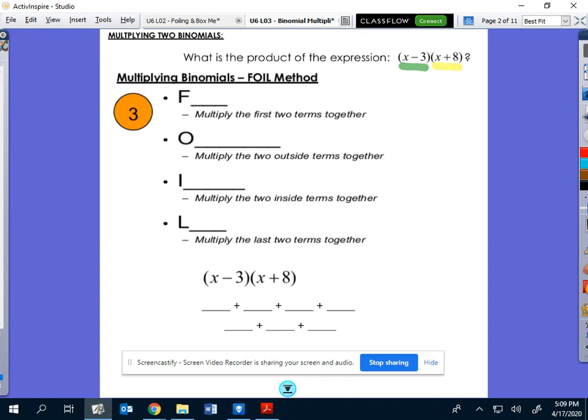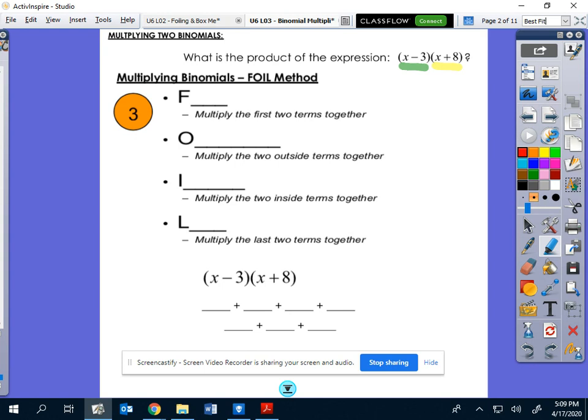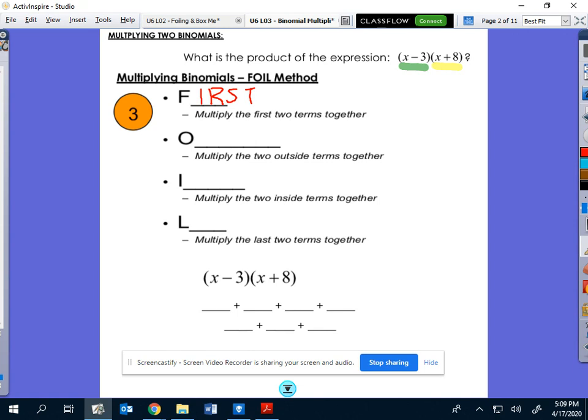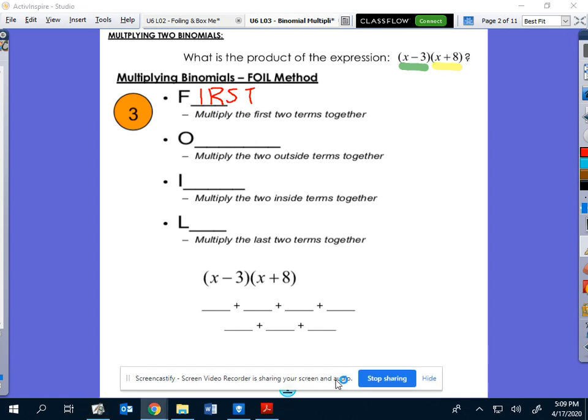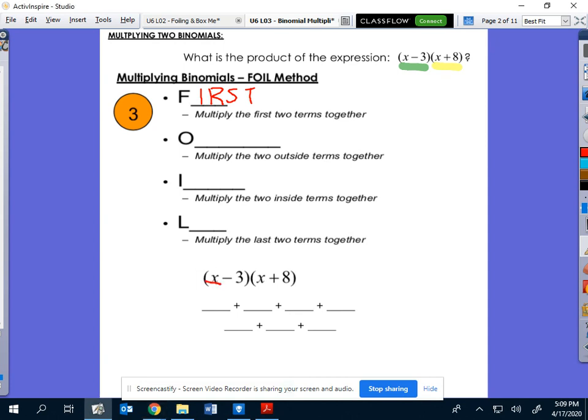So the first one is FOIL, F-O-I-L, and the F stands for first. So you could write this in, first. So first means you're going to multiply the 2 first terms together. And I'm going to kind of do this simultaneously down here at the bottom. So x and x are my first terms. So x times x gives me x squared. If you want to, you can write it up here as well. X times x gives you x squared.